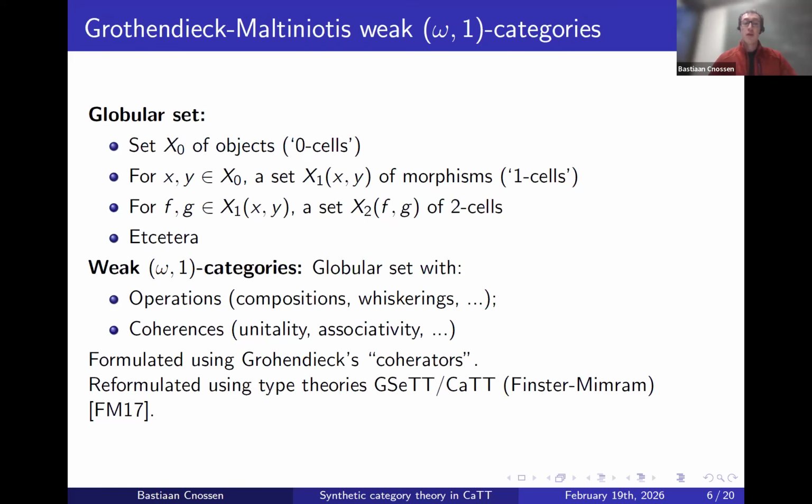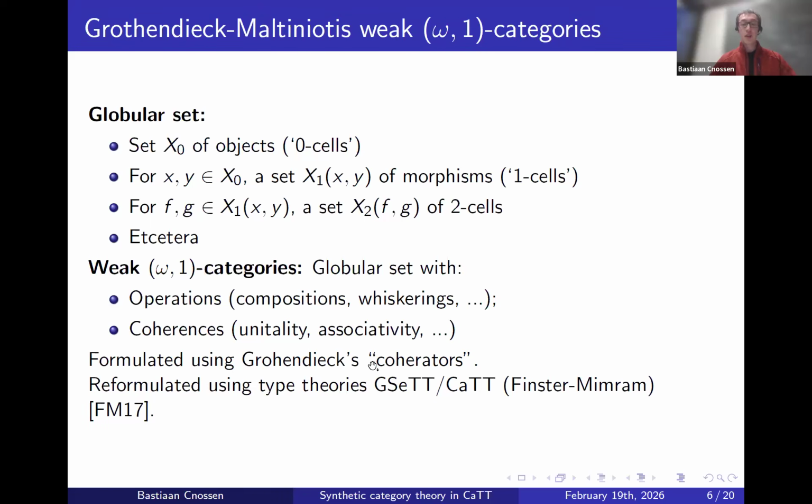And then to get the notion of a weak omega-1 category, we equip this with additional operations. These are of the form of all these things that I've been mentioning already a couple of times: compositions, whiskerings, unitality, associativity. And the way to formulate this nicely is something that Grothendieck came up with. It's the notion of a coherator. Grothendieck originally formulated this in the setting of omega groupoids, where all the higher cells are invertible. And then Maltsiniotis observed that you can generalize this to get a notion of weak omega category, where the higher morphisms are not necessarily invertible.